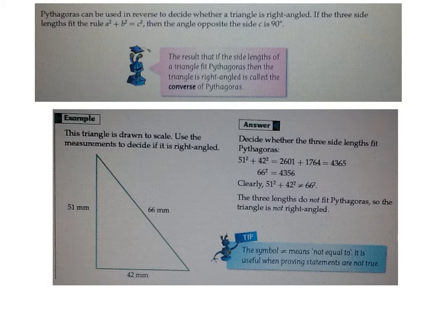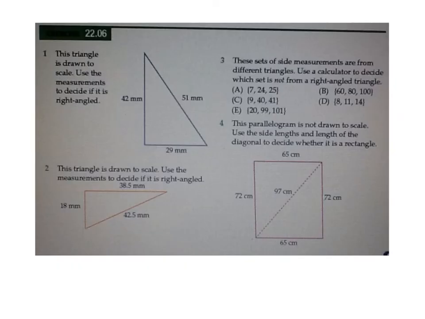You can work out, and of course if your hypotenuse 66 squared is not equal to a squared plus b squared, 51 millimeters squared and 42 millimeters squared, then you know that this is not a right angled triangle. Do have a go. To cement your knowledge, have a go at exercise 22.06. Do at least questions 1, 2 and 3. Please do mark your work and check the answers.